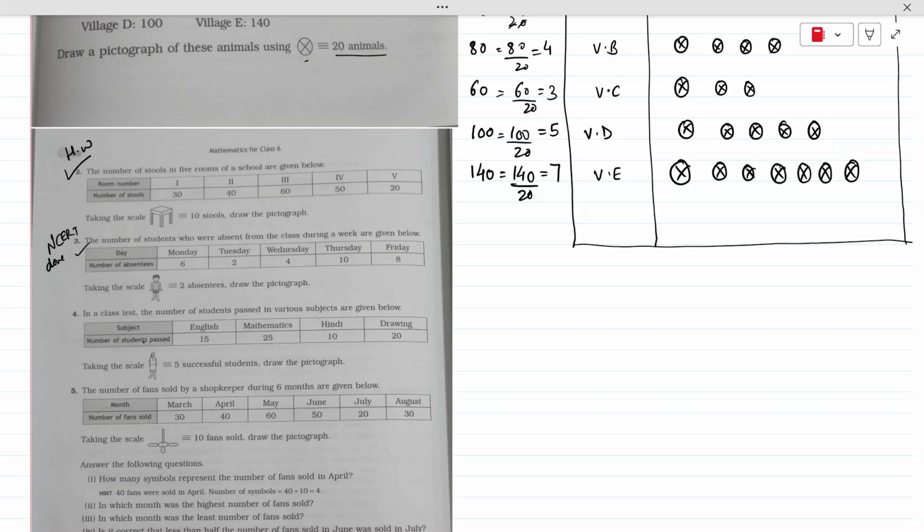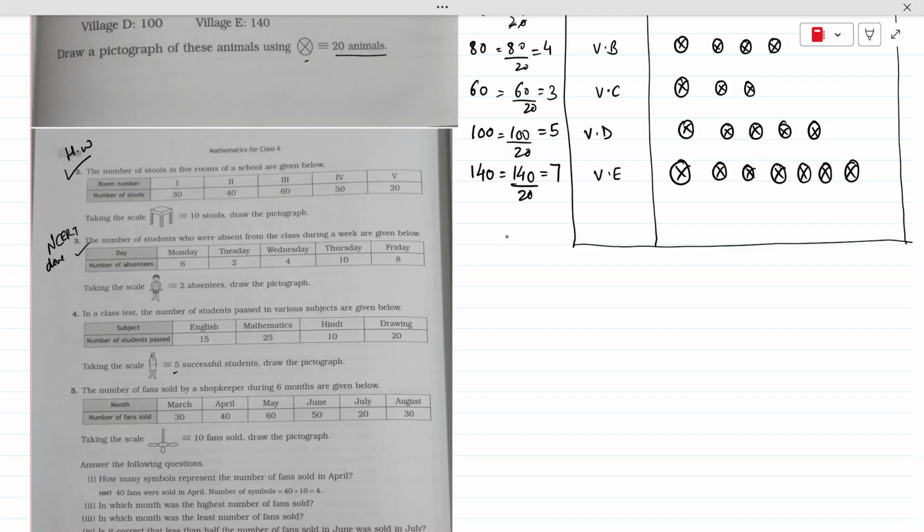Next, in a class test, the number of students passed in various subjects are given below. So there is a class and the number of students who passed in various subjects: in English, 15 students passed, in mathematics 25 students passed, in Hindi 10 passed, and in drawing 20 students passed. So this data is given to us. Now we have to take a scale that one picture of a student is equal to 5 successful students. That means 5 passed students. We have to draw the pictograph.